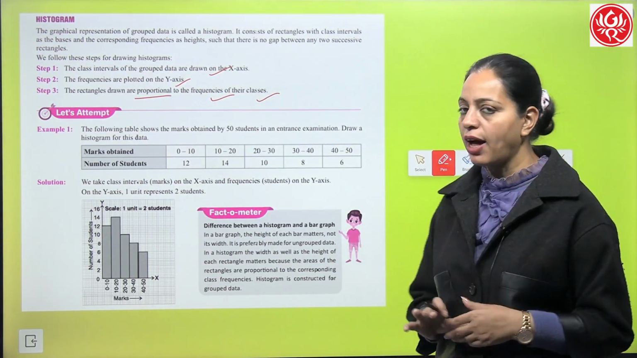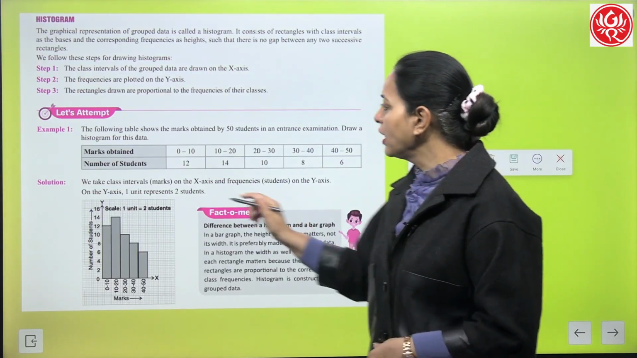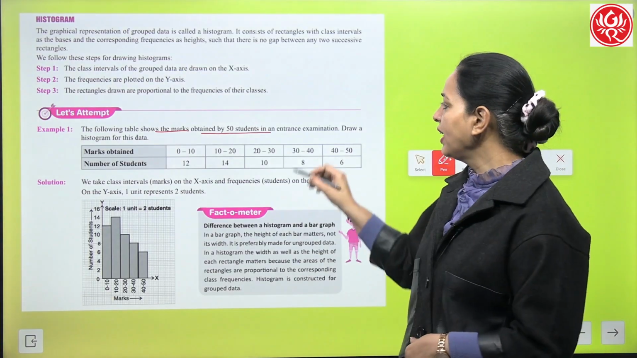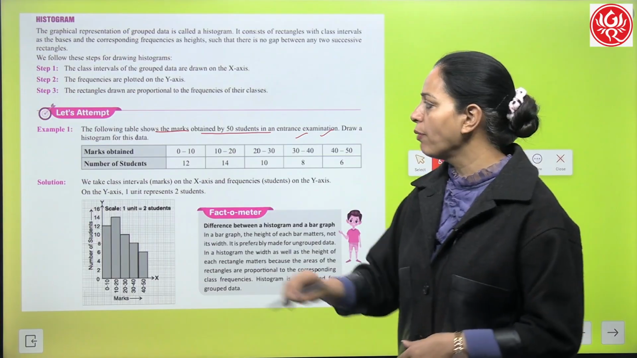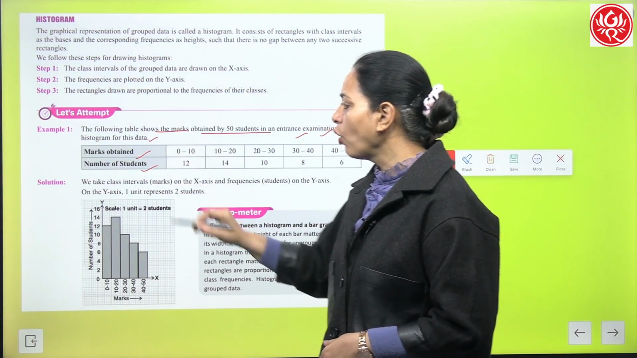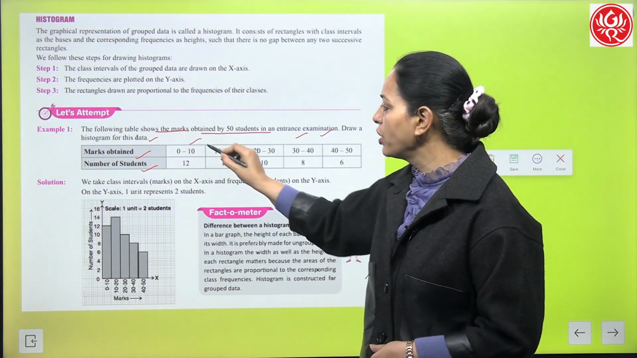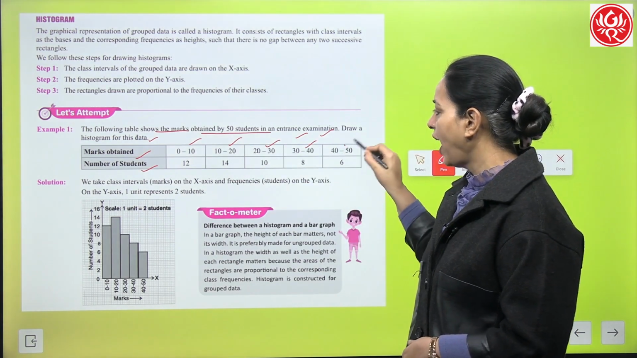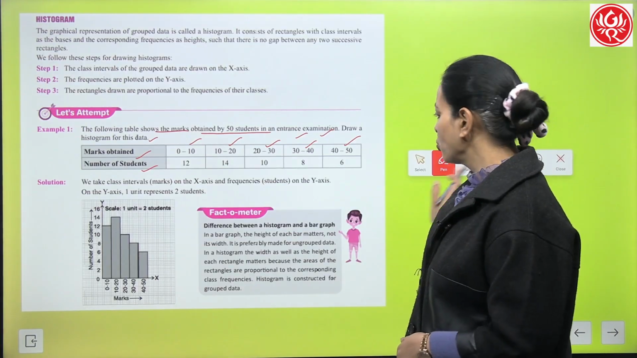So see some examples. Let us attempt example 1. The following table shows the marks obtained by 50 students in an entrance examination. Draw a histogram for this data. So marks obtained, number of students. So here we have class intervals 0 to 10, 10 to 20, 20 to 30, 30 to 40 and 40 to 50. And number of students given.